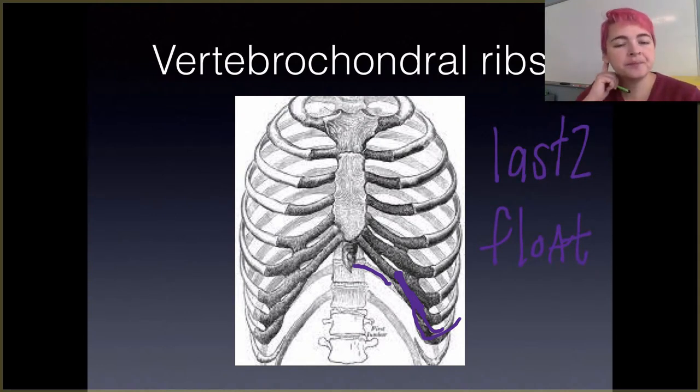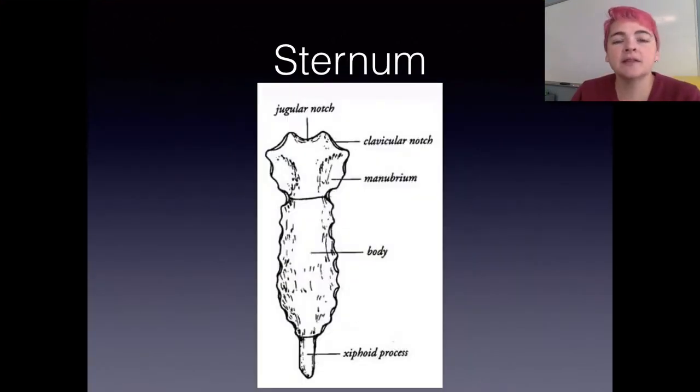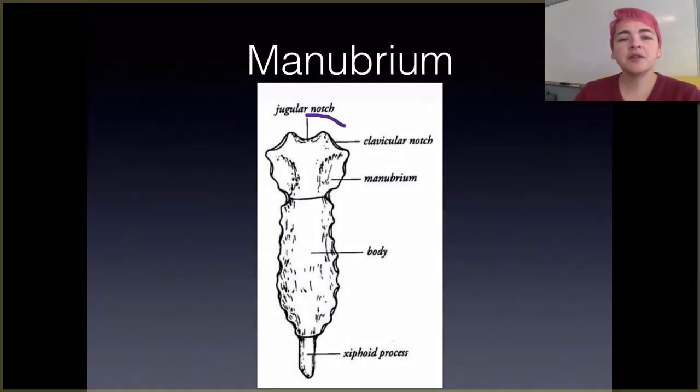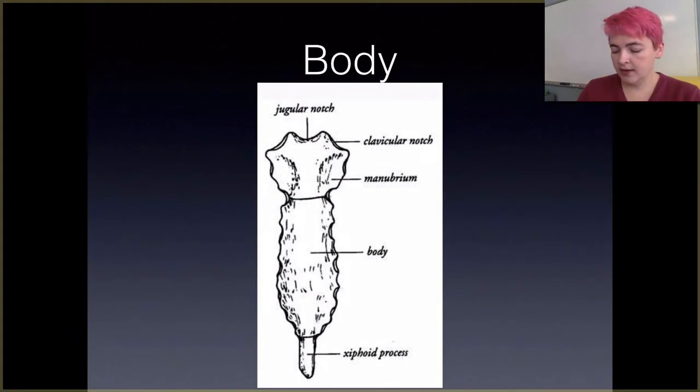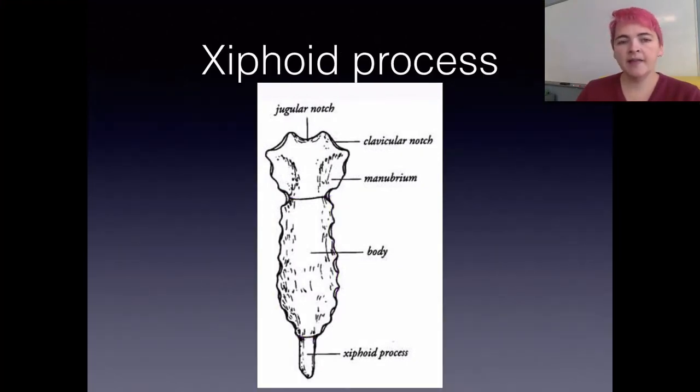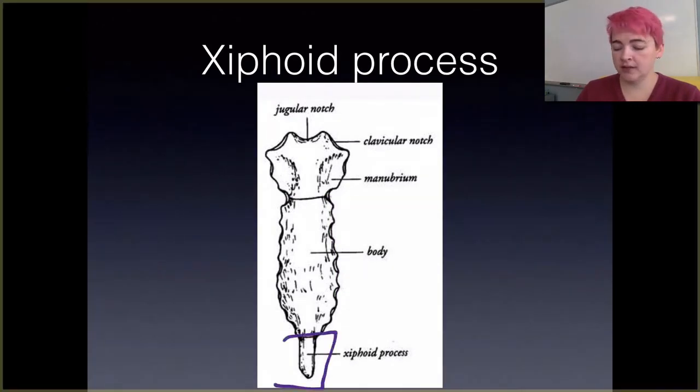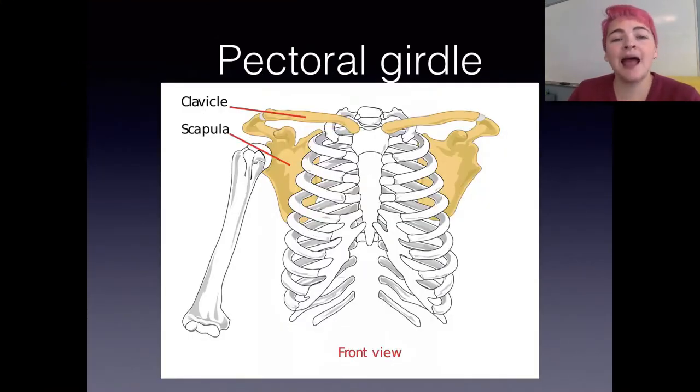The sternum has 3 parts. We have the manubrium. The manubrium is the top portion. We have the body, which is the middle portion here. And then the last part is the xiphoid process. The pectoral girdle is made out of the scapula and the clavicle. You have 2 clavicles and 2 scapulae, one on each side.